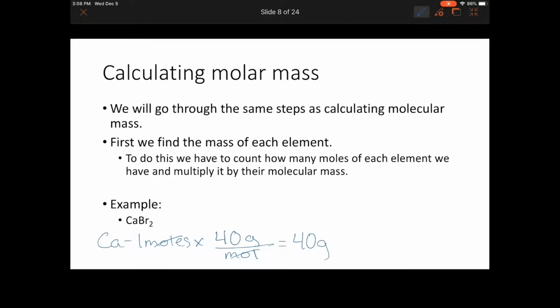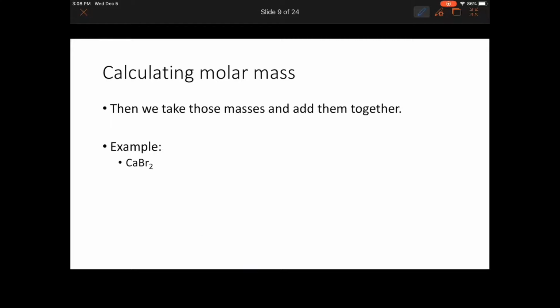All right, let's try bromine now. Bromine, we see that we have a 2 here, so that means we have 2 moles of bromine. Bromine's mass is 79.9. We're going to round that up to 80 grams per mole. 80 times 2 is 160 grams. All right, first step done.